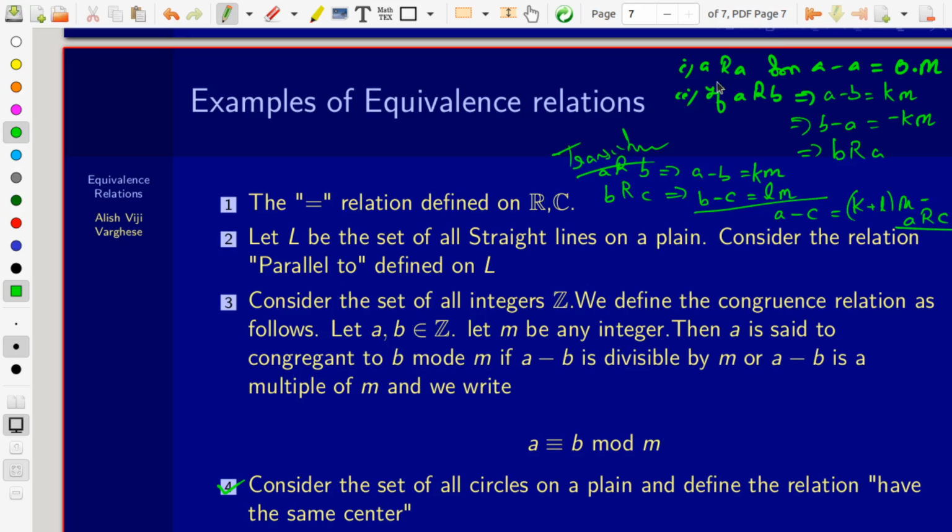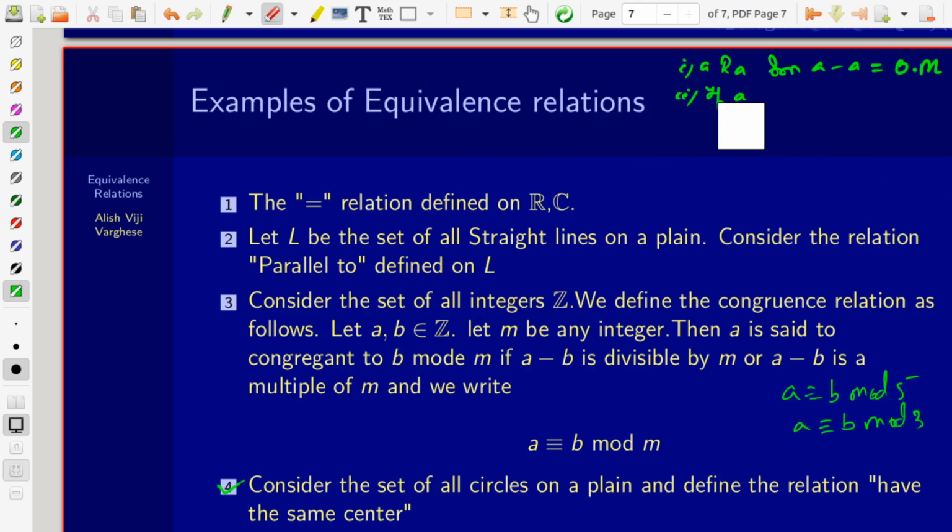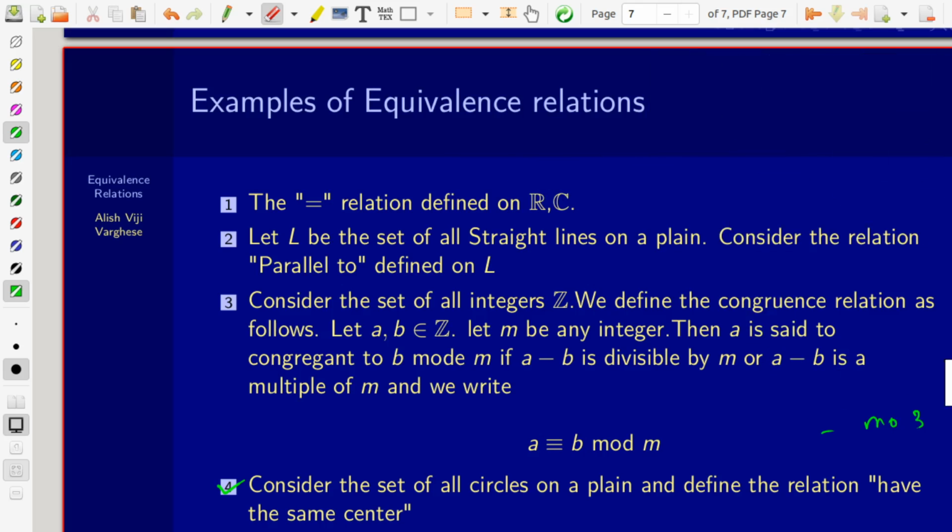So it has the three properties. It is symmetric, reflexive and transitive. So it is an equivalence relation. So A is congruent to B mod 5, or A is congruent to B mod 3, they are all equivalence relations. So this is an important type of equivalence relation which we will discuss in detail.